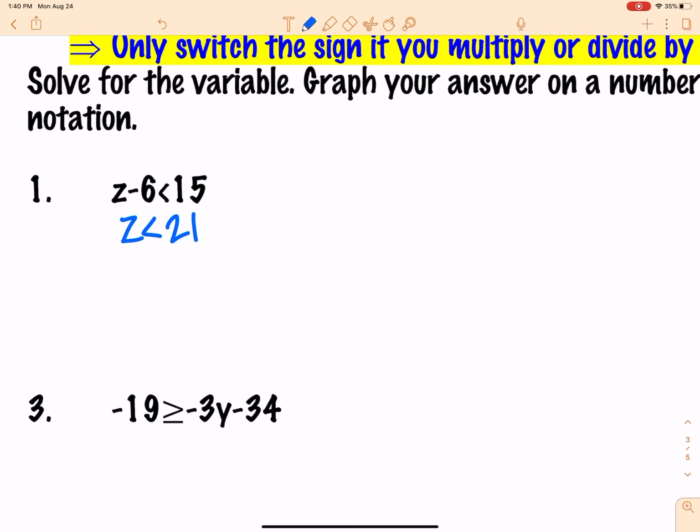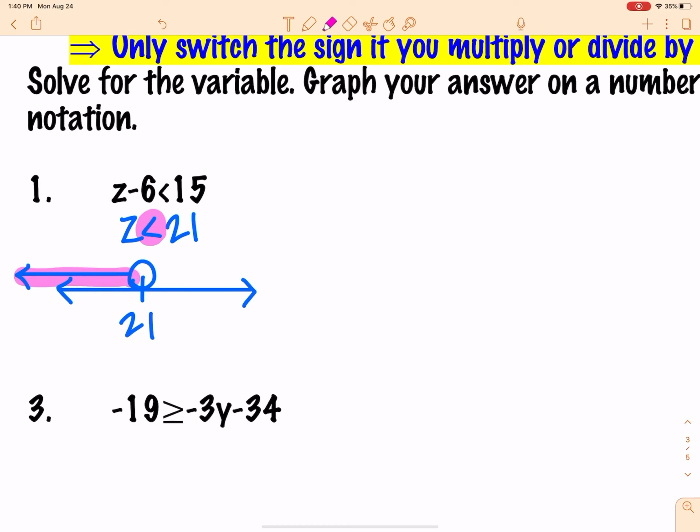Now we're going to graph it on a number line. This is going to be an open circle to the left. And if you write your variable on the left-hand side, like z is on the left-hand side, the symbol of your inequality actually shows you where to point your arrow. So that always goes together. Something you should have also learned in Algebra 1.